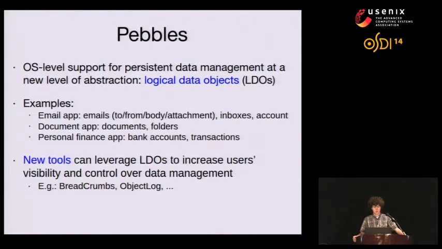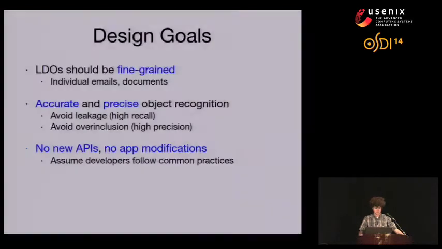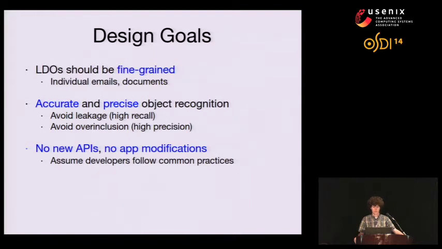And it exposes all of this structure to new data management tools built on top of it, which leverage the notion of a logical data object to provide users with increased visibility, such as the tools I've hinted at, breadcrumbs and object log. So more formally, what we really want is to discover user-relevant data objects at a fine granularity and do so accurately with high precision and recall.